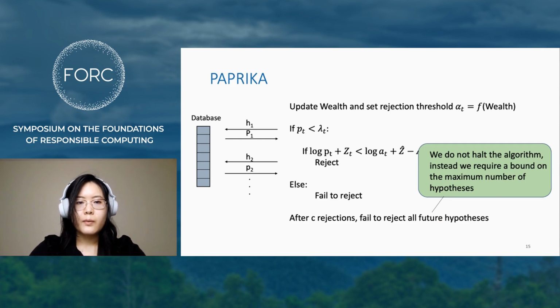And finally, there's an important detail. We require a bound on the maximum number of hypotheses tested because the accuracy guarantees of sparse vector only allow exponentially many queries to be answered accurately. So once the total number of rejections reaches C, the algorithm will fail to reject all future hypotheses. And we don't halt the algorithm as in the sparse vector, because if there's a stopping criteria, we can no longer talk about FDR control at any fixed time, because it might not be well defined.